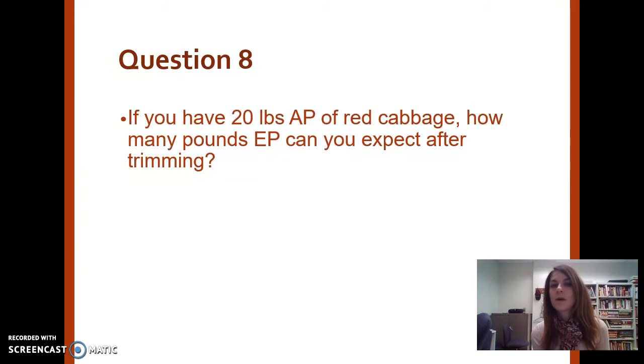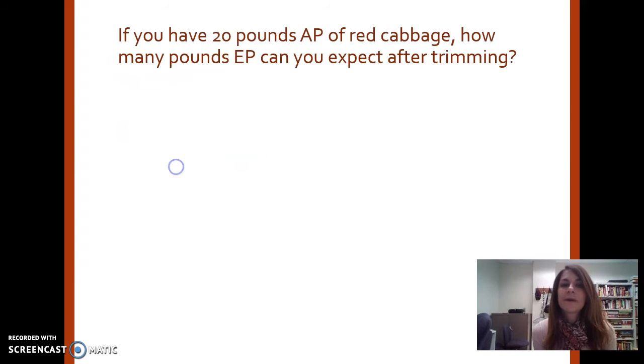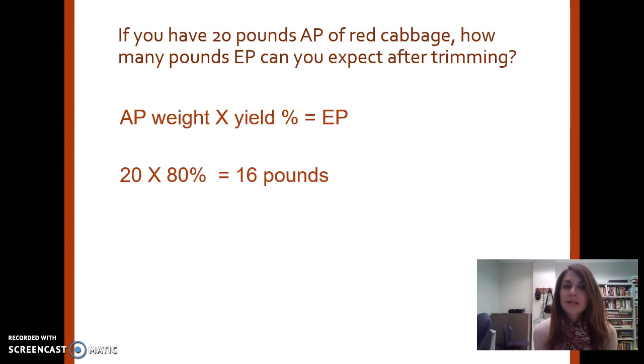All right, let's take a look at this. If we have 20 pounds AP, that's as purchased, of red cabbage, how many pounds EP can we expect after trimming? Now, remember, we already talked about cabbage. We know that there is definitely some unusable product. So if we have 20 pounds, how much can we expect after trimming? So we would flip the formula, and we would do AP weight times yield percentage, and that would give us our edible portion.